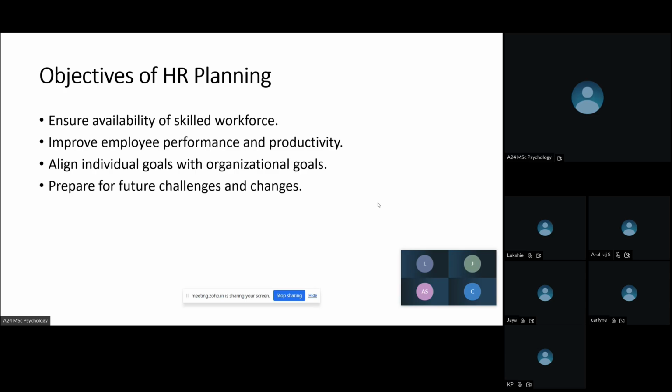Otherwise, what will happen is the onboarding rate will also be high in the company. On the other hand, the offboarding rate will also be high if the goals are not aligned between the individual who is working for the company and the company itself. And then prepare for future challenges and changes.